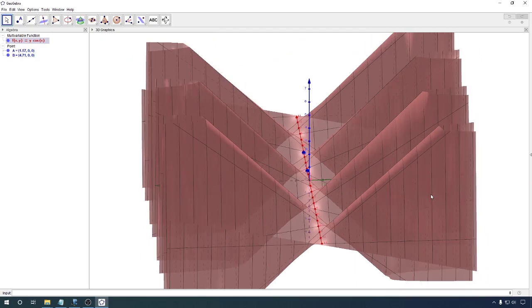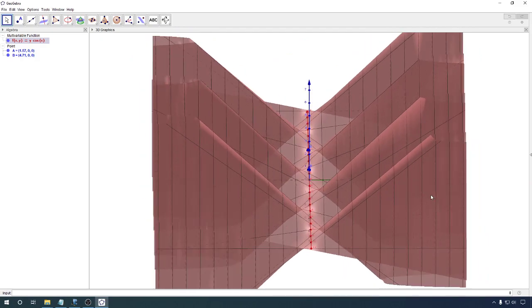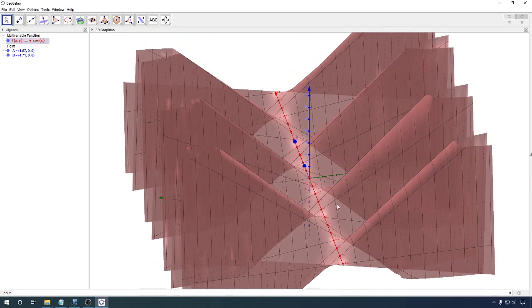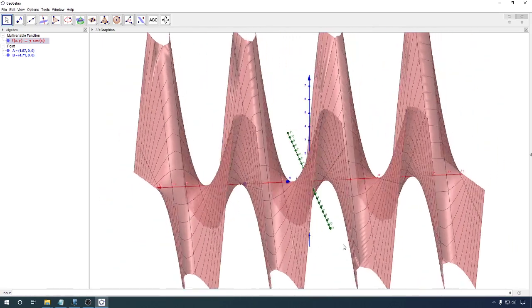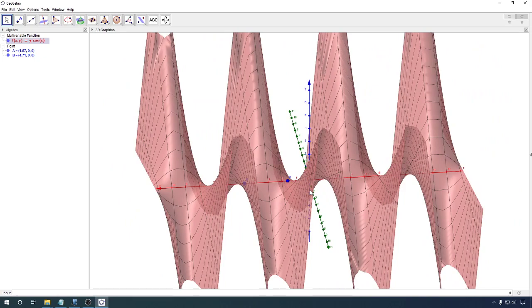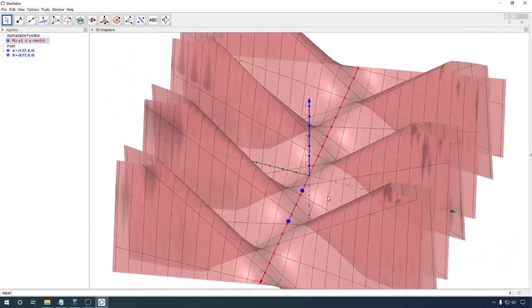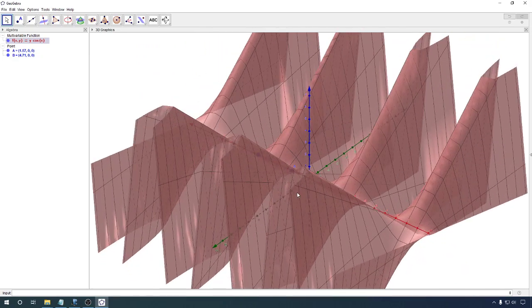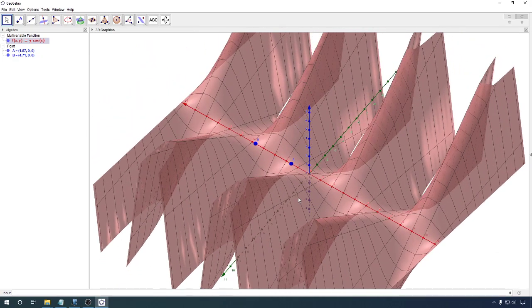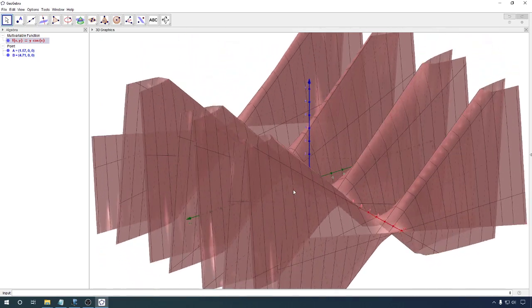But at no point is it a local maximum or a local minimum. In fact, there's definitely stuff that's going up and going down at every single one of those points. So really weird looking curve, or I keep saying curve, weird looking surface. You can definitely see the repetition in there.